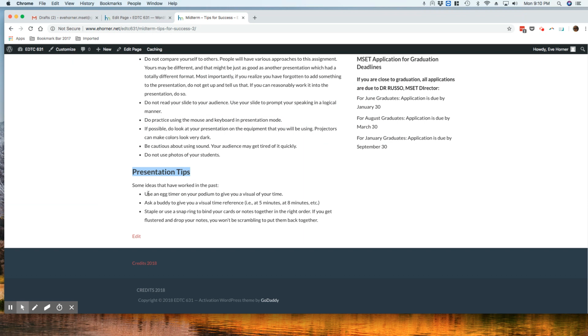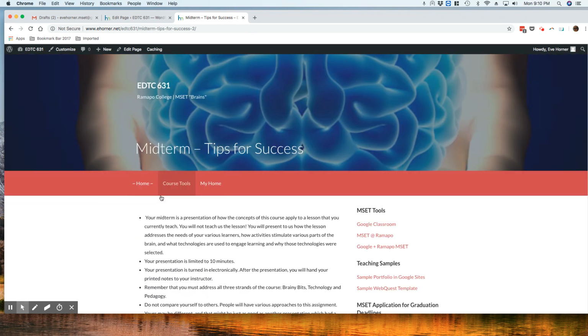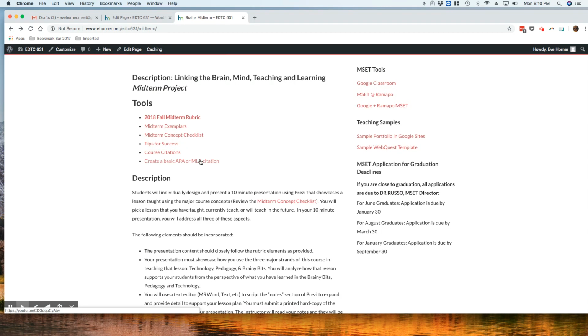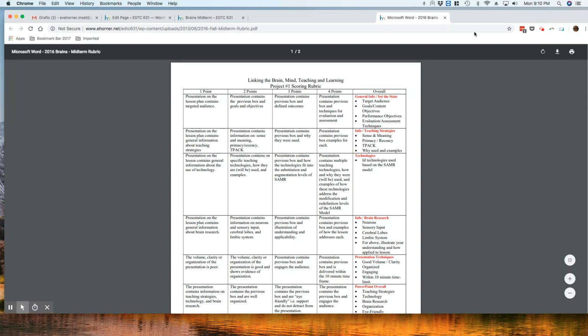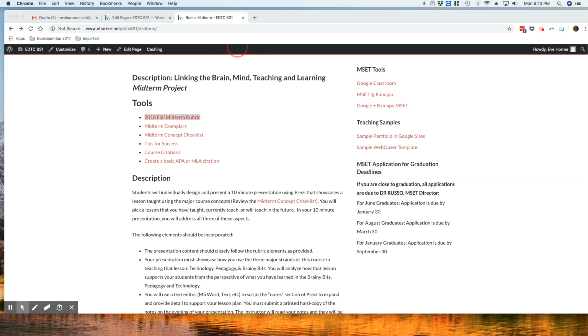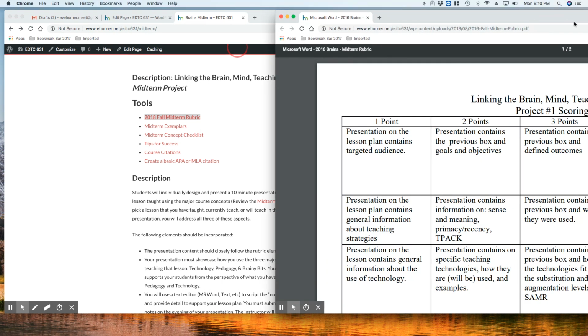Next, what I want to do is get into these midterm exemplars, and I'm going to go ahead and open up another tab. I'm going to drag that out, and I'm going to bring that up nice and large. So what I want to do here basically is show you up against the rubric and take a look at some of the exemplars.